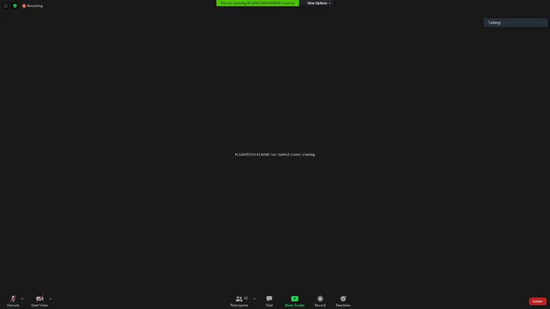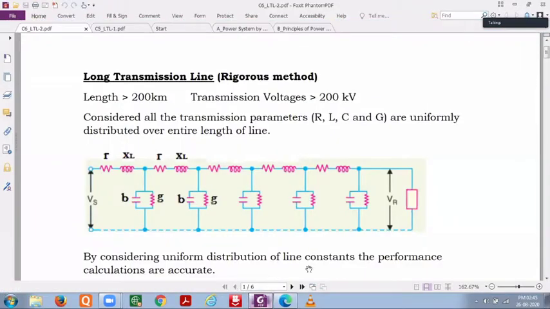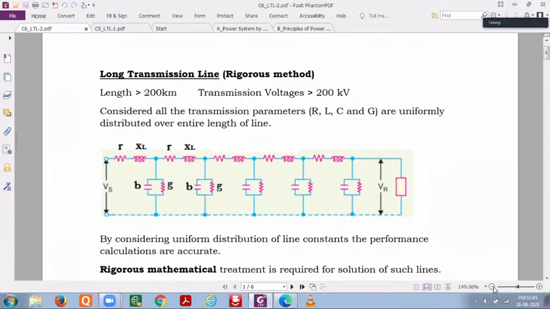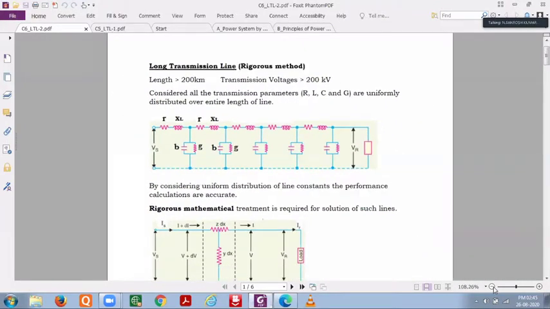If I show the picture, then it will be clear. I'm sharing the screen. Are you able to see the screen? Yes, sir.